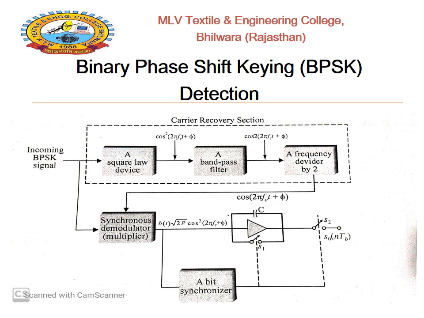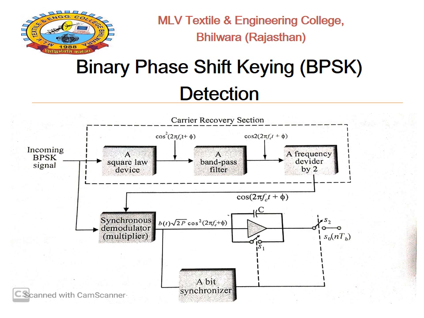Next, the PPT will represent the BPSK detection or demodulator section. Here there are basically two blocks. One is the carrier recovery section. Above, consider three blocks. First one is the square law device, second one is a band pass filter, and third one is a frequency divider by 2. And the below section consists of the synchronous demodulator or multiplier, integrator, and a bit synchronizer.